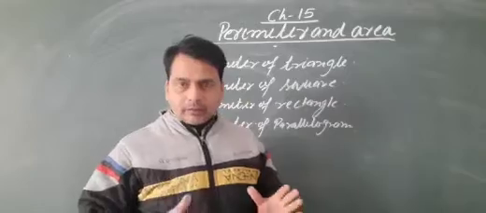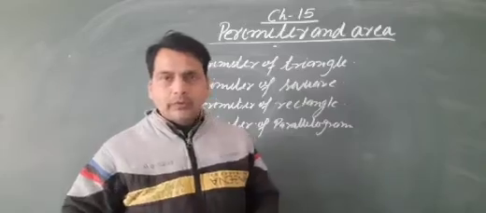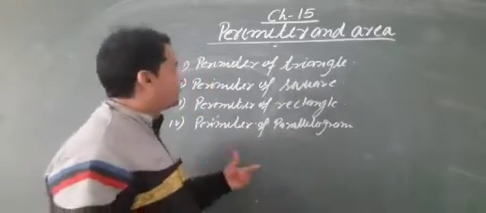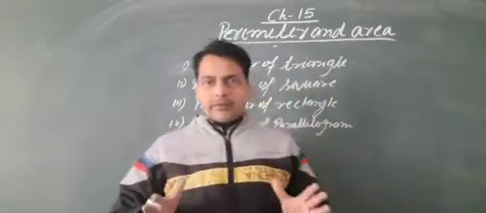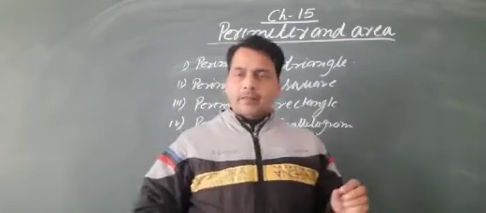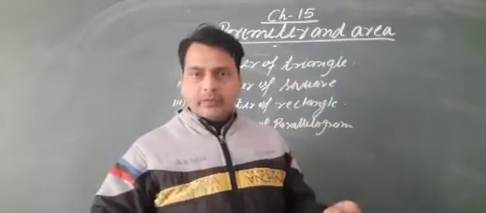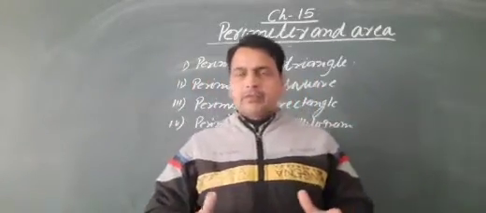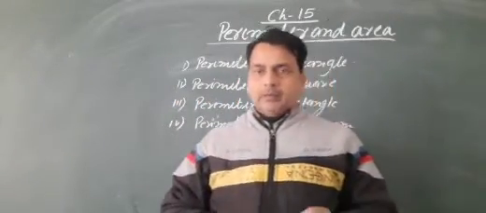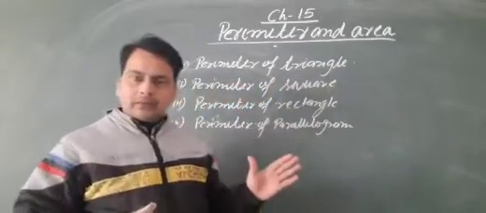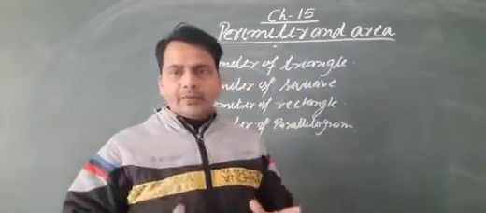First of all we will discuss the meaning of perimeter. As you know, perimeter is made of two words: first is peri and second is meter. Peri refers to the boundary and meter means measurement. So it is clear that perimeter refers to the measure of the boundary of a figure, the length of the boundary of any figure.